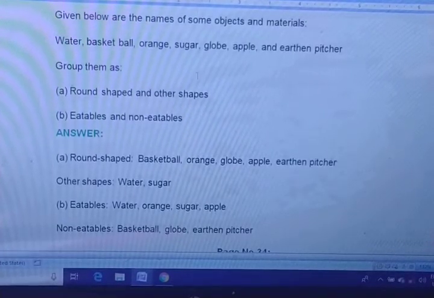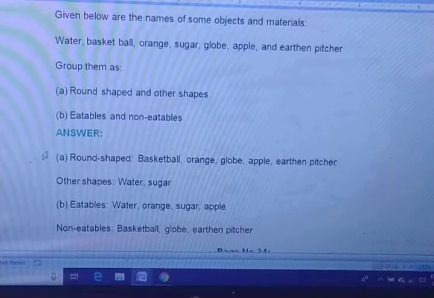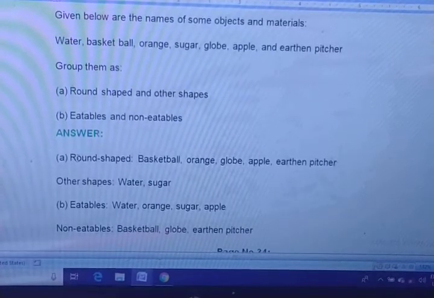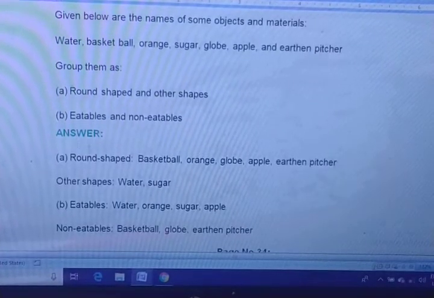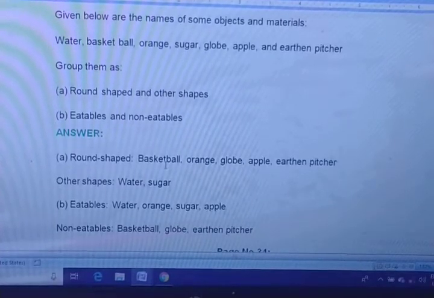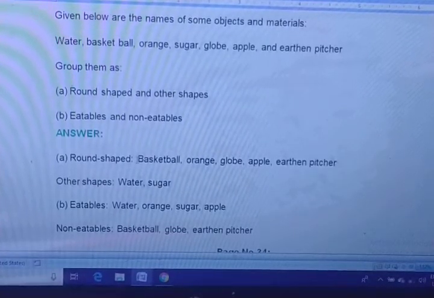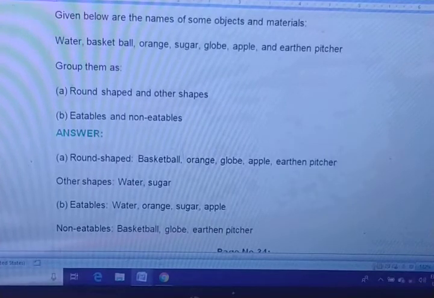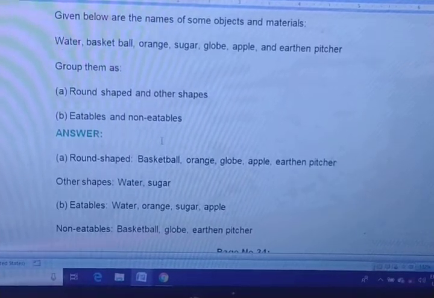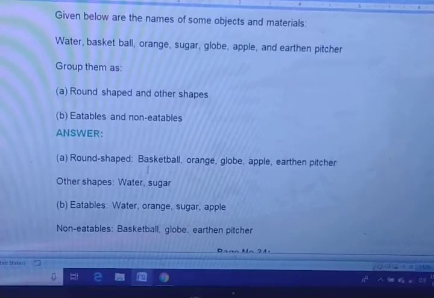The question is that, right? So we have to just mention according to the 2 shapes. I am not asking you whether they are oval, egg shaped or 100% circular, meaning sphere shaped, right? We have to just notice whether they are round or not. So if they are round, then we write those objects as round shaped: basketball, orange, globe, apple, earthen pitcher. And if I ask you about the other shape, like the shape of water, not possible. Sugar, they are not round, right? So now question B, eatables and non-eatables. Can you tell me what we can eat from these objects? Can you eat a basketball?